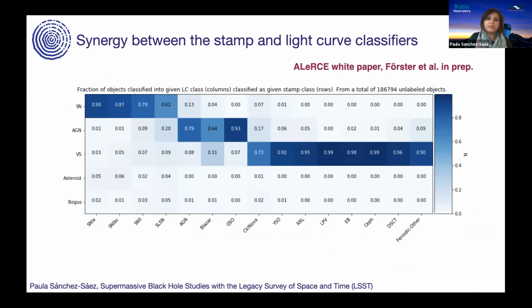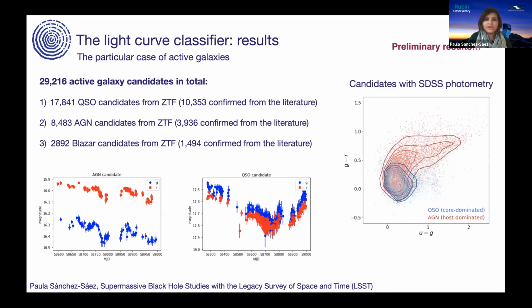And the same happened for AGN classes and the variable stars. So now I want to focus mostly on the results for active galaxies. We have around 30,000 active galaxy candidates. Most of them are quasars, but we also have a lot of AGNs and blazars. And a high fraction of them is also confirmed from the literature.